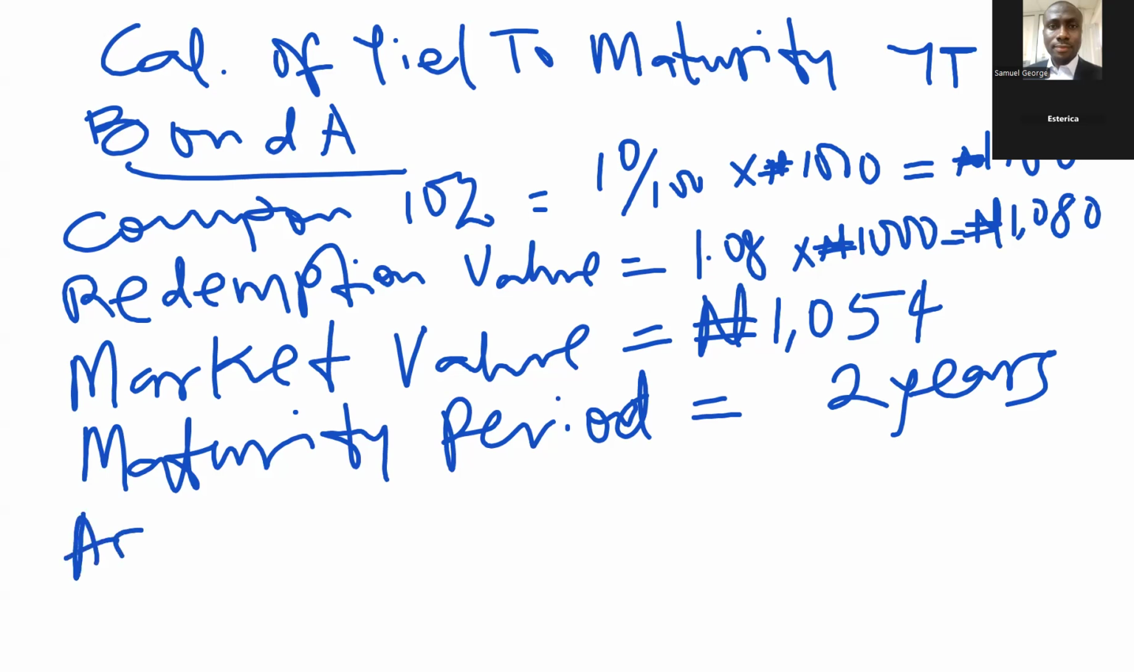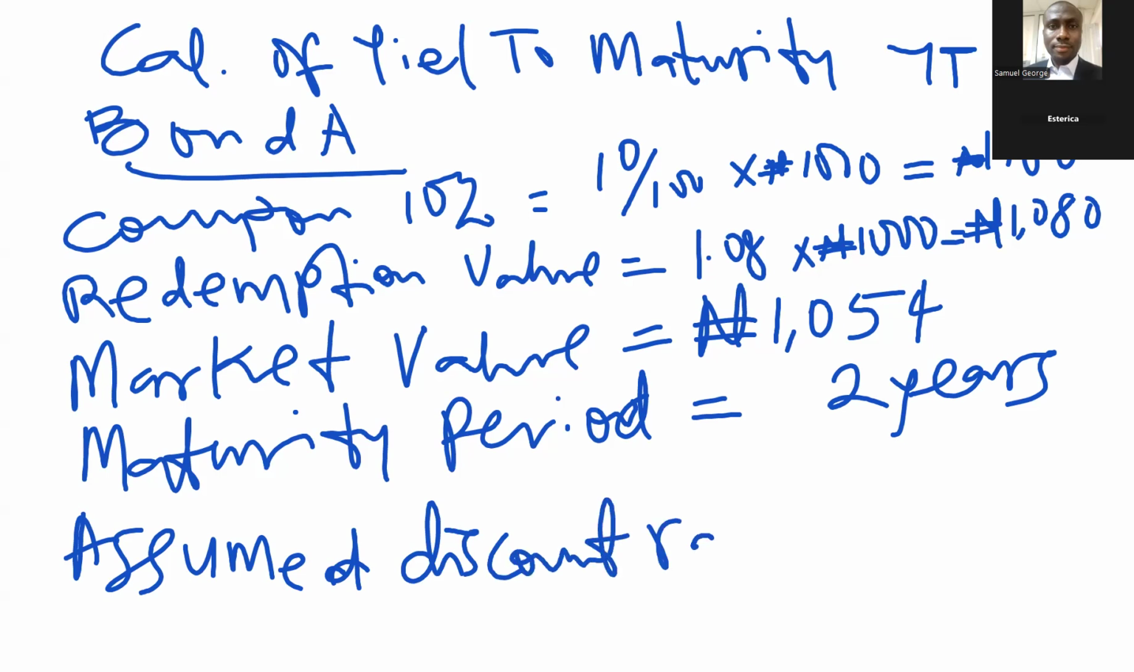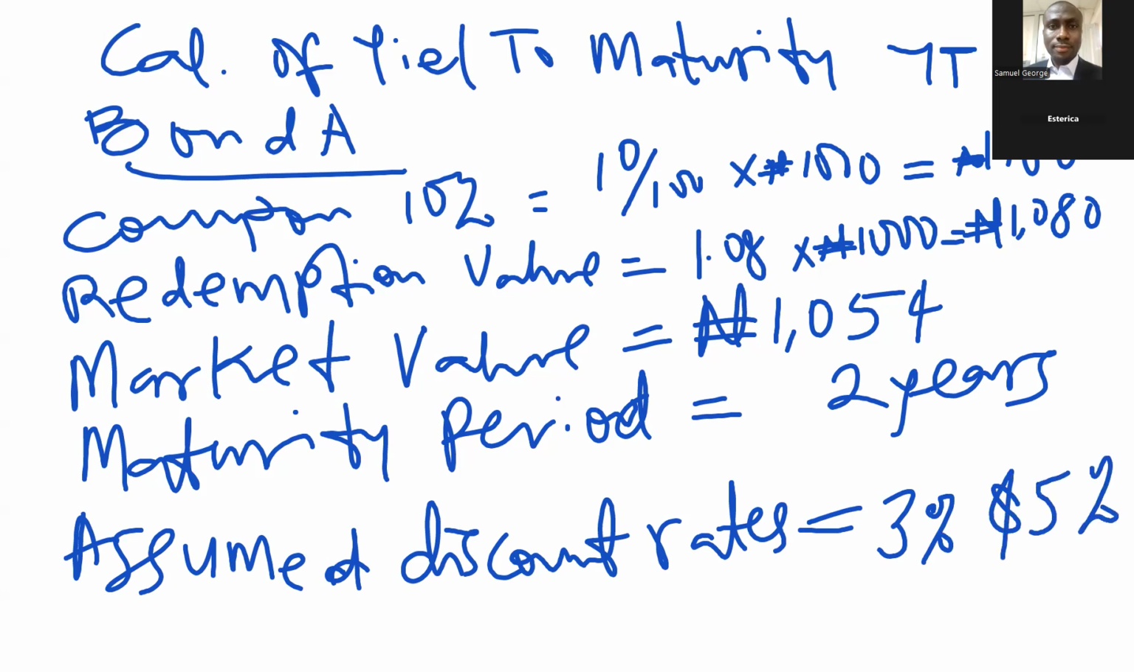Then lastly, we need to assume discount rates. So keep it simple. I will assume 3% and 5%. Keep it simple and small digits. One digit is fine. So we've itemized all the things needed to calculate yield to maturity for bond A. So let's quickly go ahead to calculate the yield to maturity.